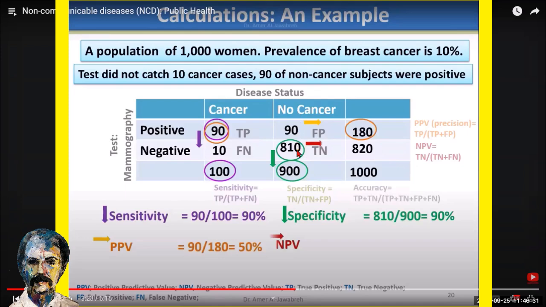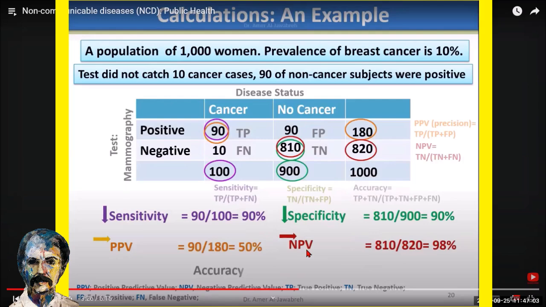They are 820. So the idea in the sensitivity and the specificity, you look in the cancer and non-cancer, and you go down vertically, and in the positive predictive value and the negative predictive value, you look at the groups of positive and negative, and look if they are really healthy or unhealthy, diseased or undiseased. So this is the difference between them. Okay, I think it's clear. Yes, good.